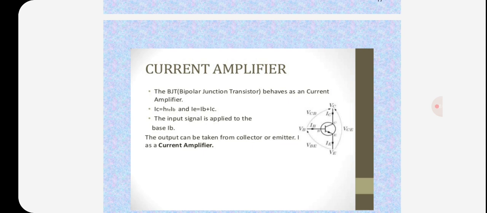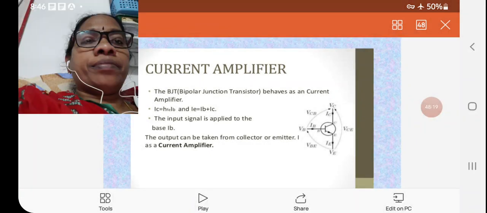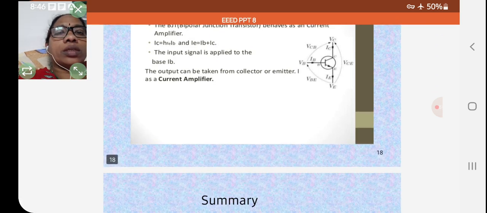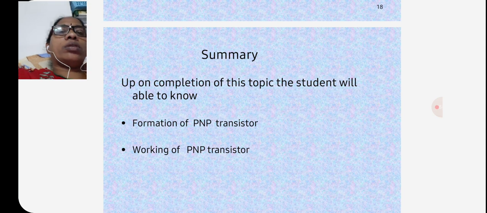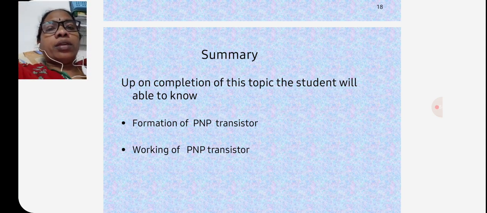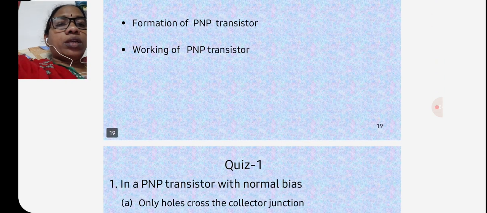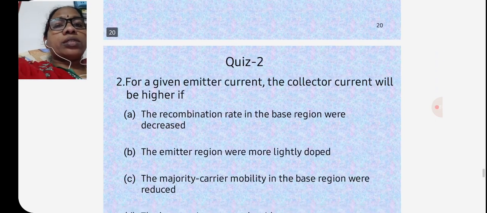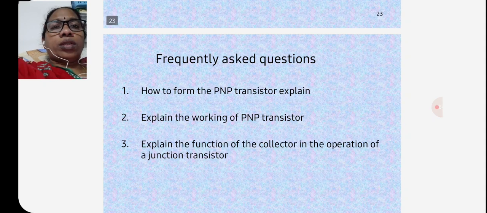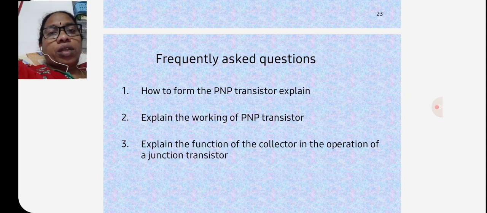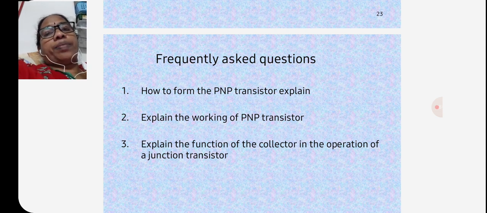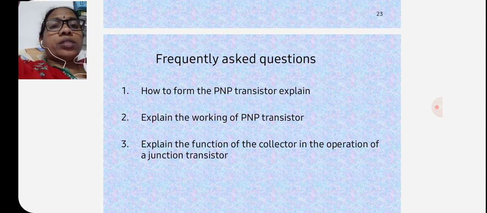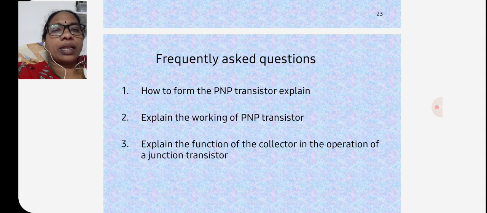So in this it is about amplifiers. Today we learned formation of PNP and working of PNP transistors, and also here we have a few quiz questions and a few frequently asked questions, that are: how to form the PNP transistor, explain how to form the PNP transistors, explain the working of NPN transistor, and explain the function of the collector in the operation of a junction transistor.